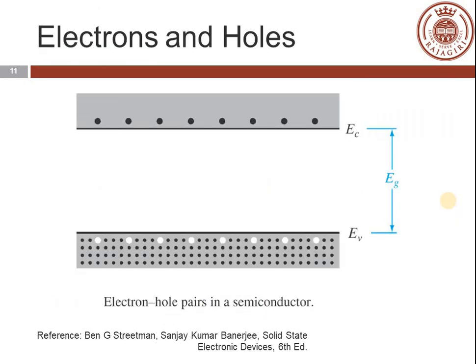Now we will see the fundamental concept of electrons and holes. Whatever we say for electrons, for holes it will be just the opposite. For example, for an electron the charge is negative, for a hole the charge is positive. If the electron is moving from right to left, correspondingly the hole will be moving from left to right. Like this.